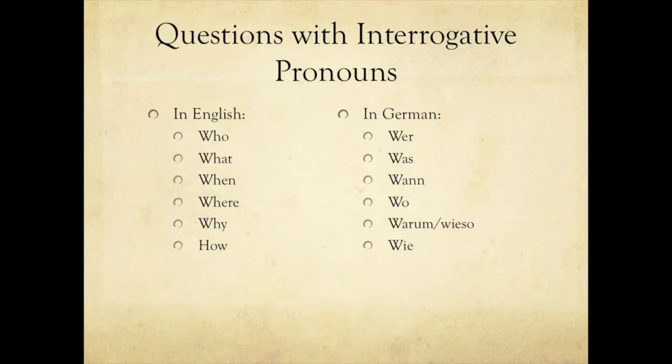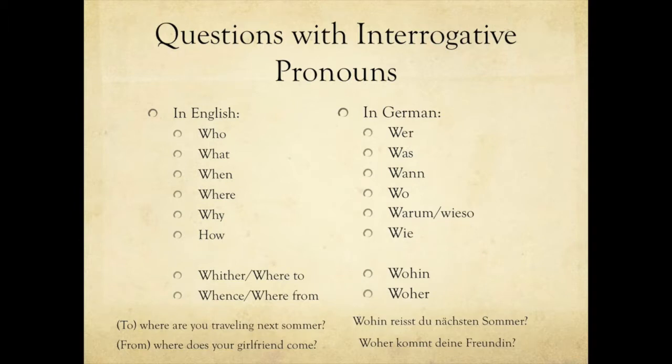Alright, let's move on to forming questions with interrogative pronouns or question words. Interrogative pronouns or question words are who, what, when, where, why, and how in English. These correspond auf Deutsch with wer, was, wann, wo, warum, or wieso, and wie. German also has 2 additional interrogative pronouns. Wohin indicates motion to something, or in early modern English, whither. Woher indicates motion away from something, or where from, or early modern English, whence.